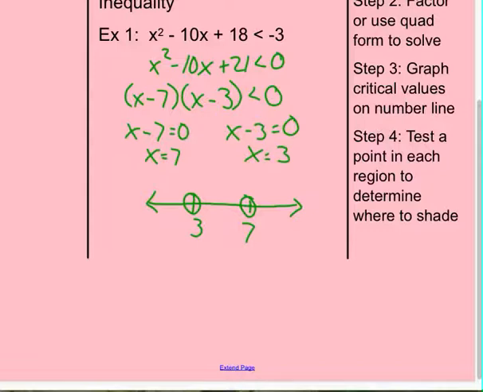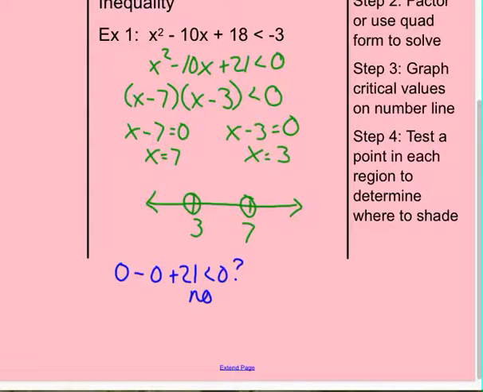So I'm going to start with 0 because that's the easier number to work with. And I'm going to go ahead and use the one where I already added 3 to both sides. So is 21 less than 0? No, so we will not be shading to the left of 3. So then we pick a point between 3 and 7. I'll go ahead and test 4.